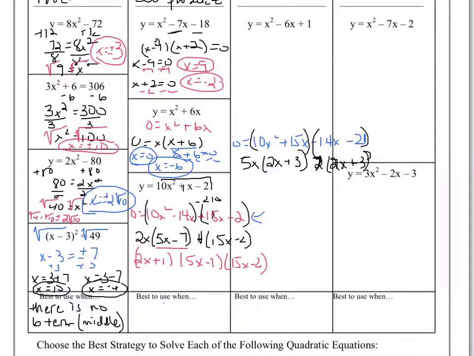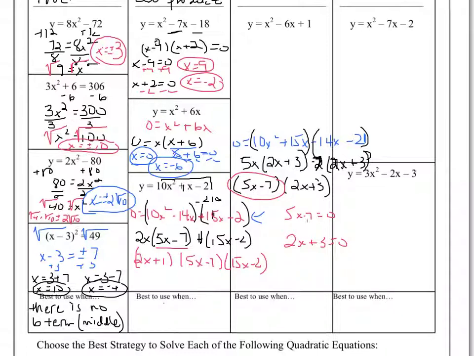Okay, so now what I have left over is going to be 5x minus 7. Okay, because I took out a negative there. And then times 2x plus 3. Okay, now each one of these is going to be set equal to 0. So 5x minus 7 equals 0. And also 2x plus 3 equals 0.